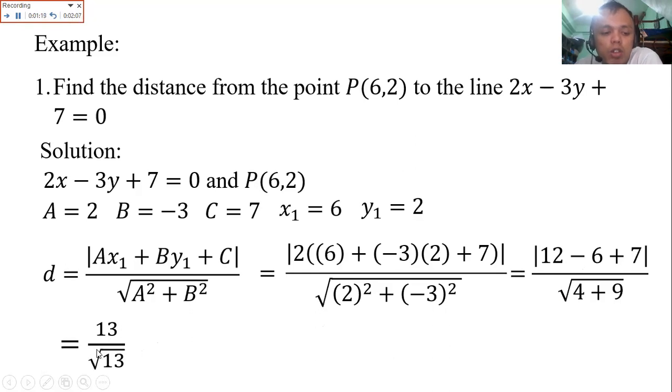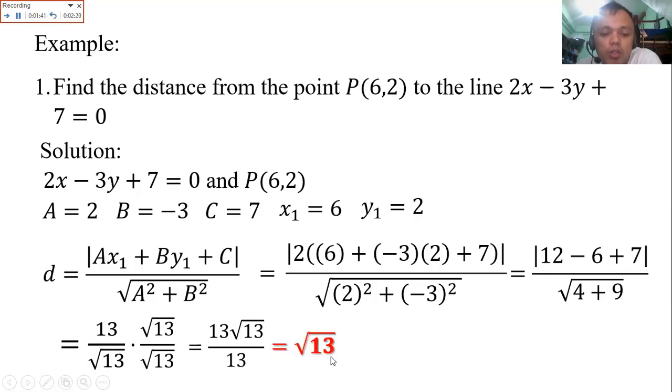May square root or radical sign sa denominator. So pwede natin i-rationalize yan. So to rationalize, multiply both numerator and denominator by square root of 13. So magiging 13 times square root of 13 all over by 13 times square root of 13 is 13, kasi pwede natin cancel out yan. Then we have 13. Cancel out, cancel out. Then we have square root of 13. Or in approximate value, now we have 3.6. Type po natin approximate value. Now we have 3.6.